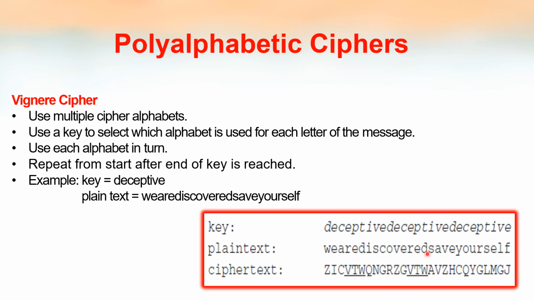Each plain text letter will be replaced by shifting it with the value of the key. Here the plain text is W, and the key is D. D means the numerical value is 3, so W is shifted 3 letters down: X, Y, Z. Similarly, the key value for E is 4, so the letter E is replaced 4 letters down and we get I. Similarly, we form the ciphertext.